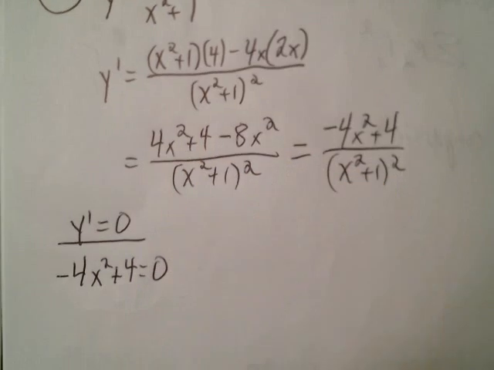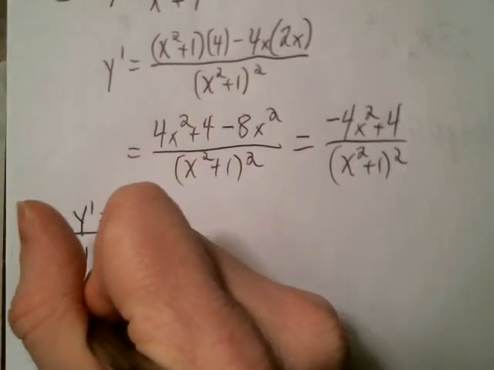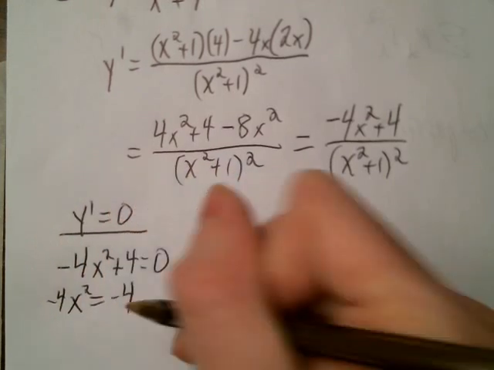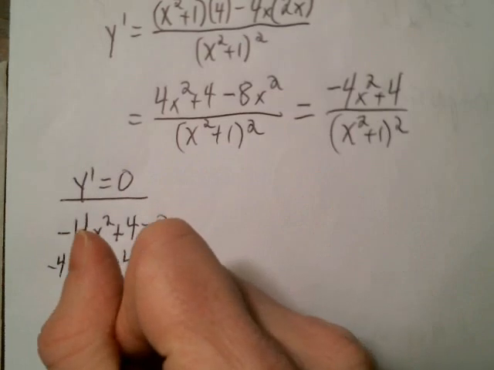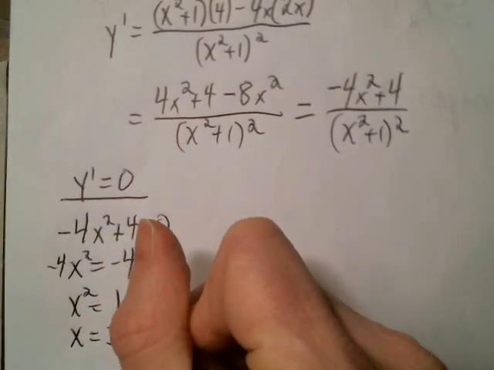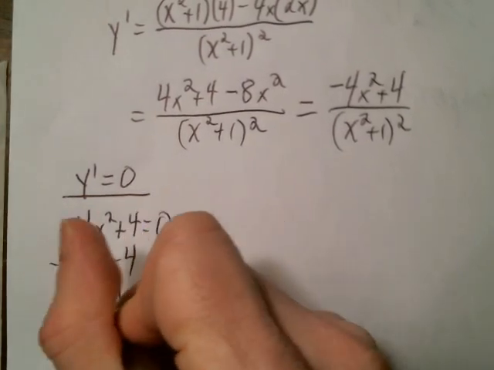Okay, we can solve this. So negative 4x squared will equal negative 4. And then x squared will equal 1. And then x equals plus or minus 1. Okay, so 2 critical numbers there.